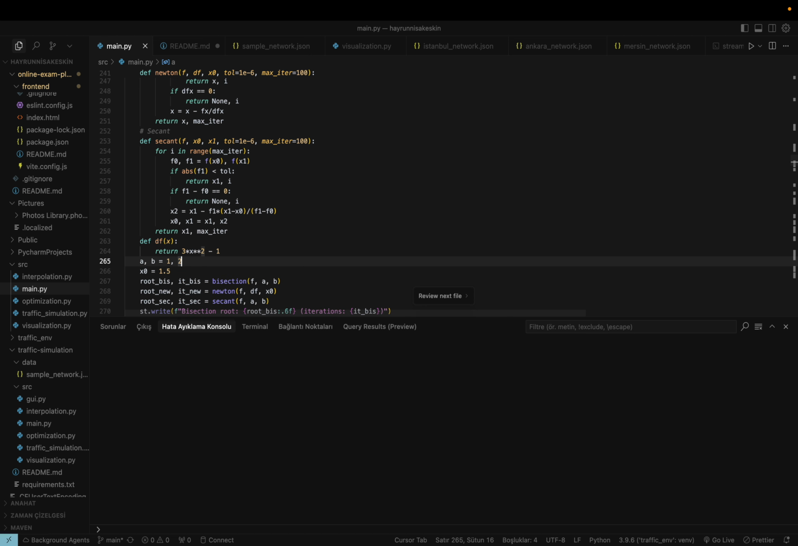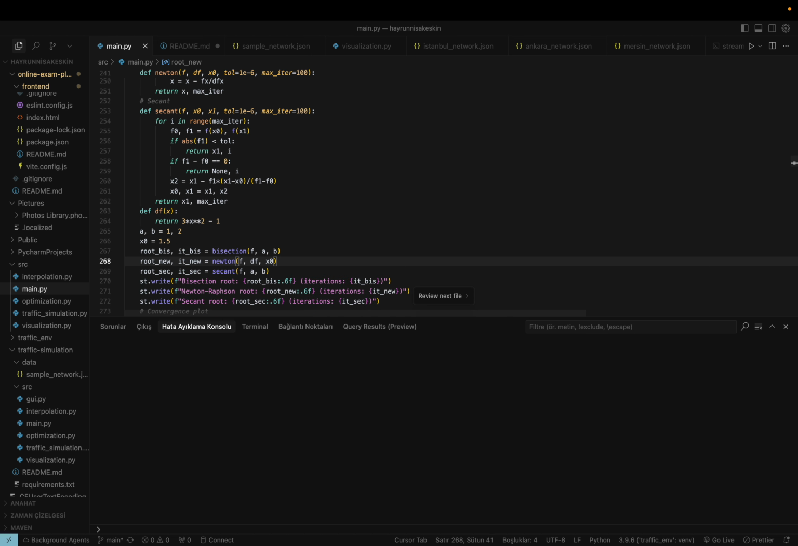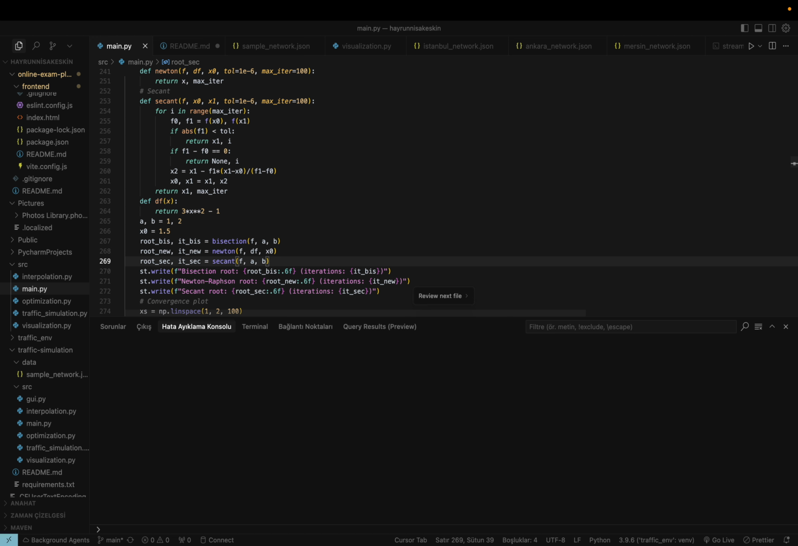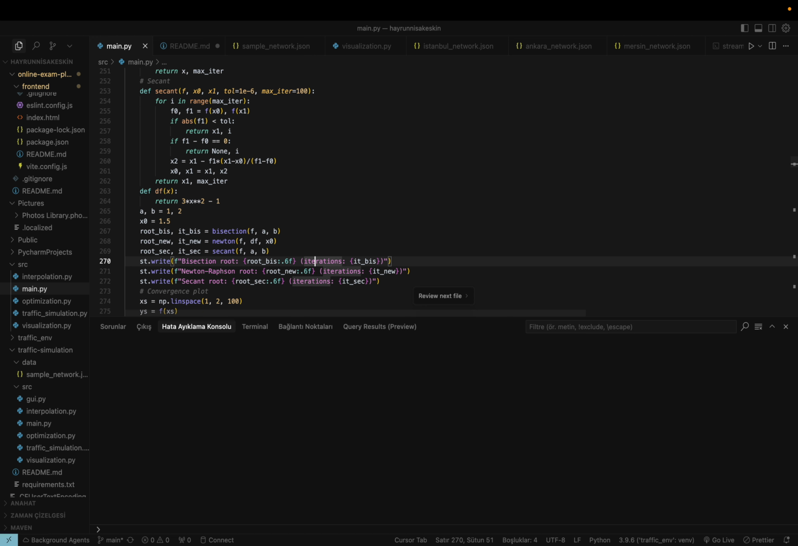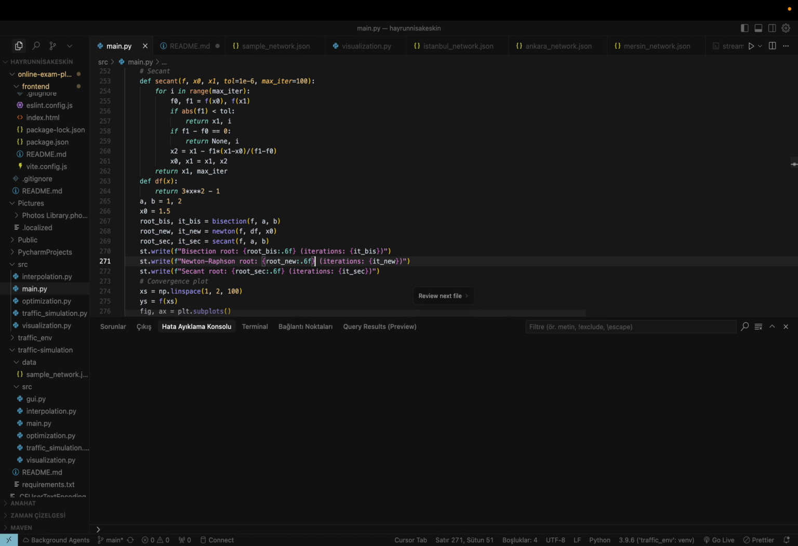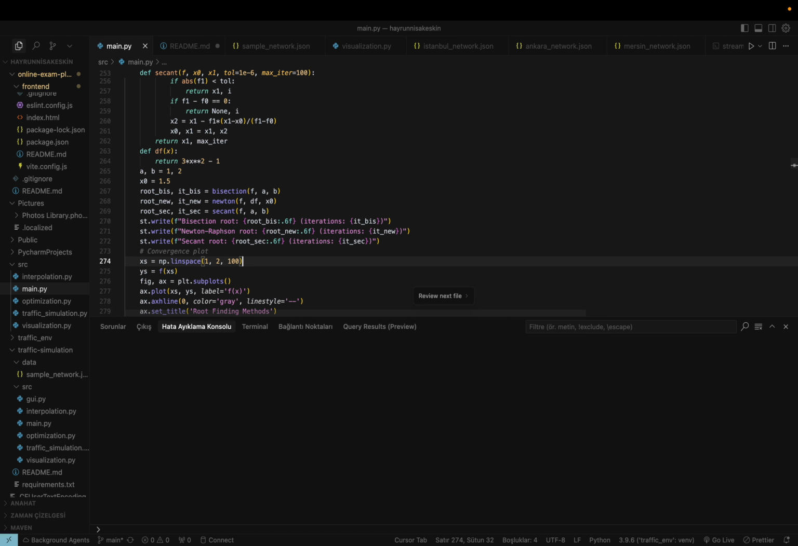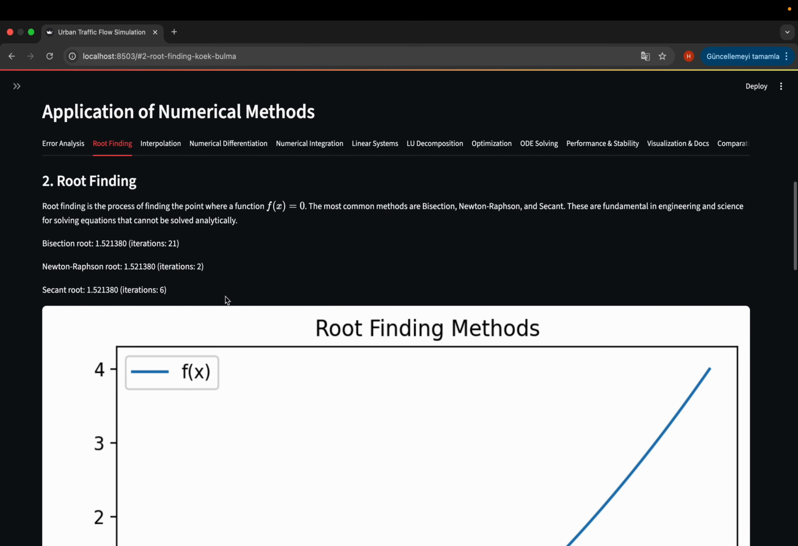And these formulas, secant formulas, and root bisection a b, and root Newton f, df, x0, and root secant, and f a b again. And you know these iterations and these roots.